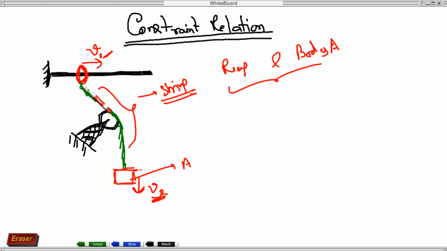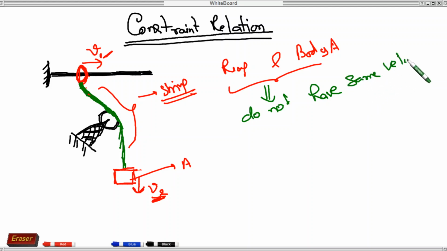So you can see here they are connected to each other by a string. But their velocities are not the same. So the ring and the body do not have the same velocity or acceleration.